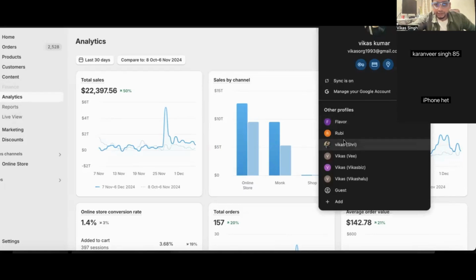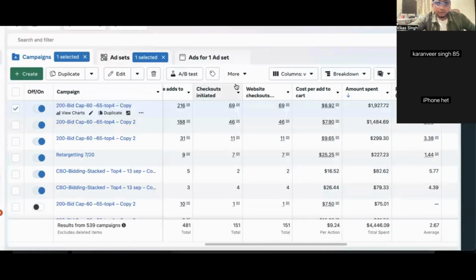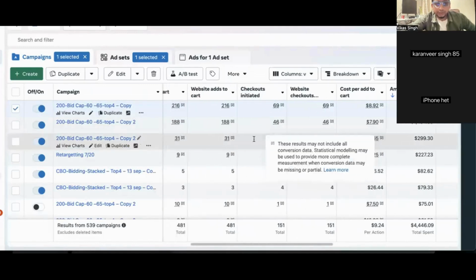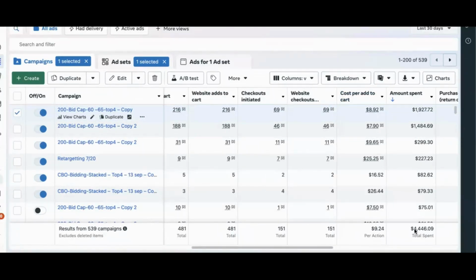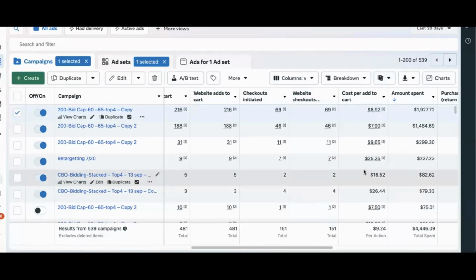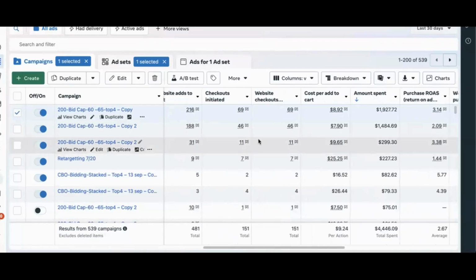So I'll share the ad account with you as well. The strategy which I've been talking about works like gold. Here tracking is a bit messed up. So if I show you the last 30 days, we spent around 4,446. Now you see this, I've scaled multiple campaigns, but some of my campaigns outperformed others.